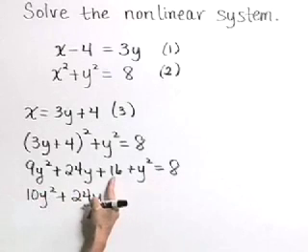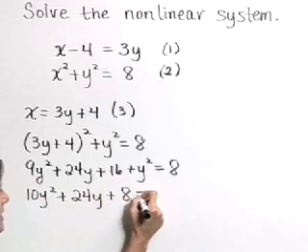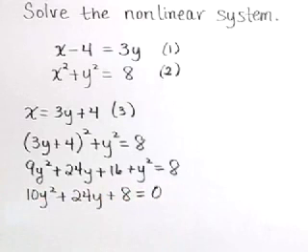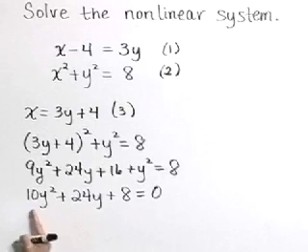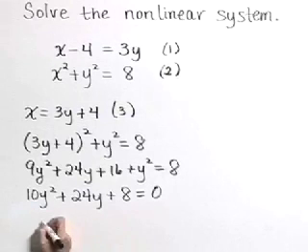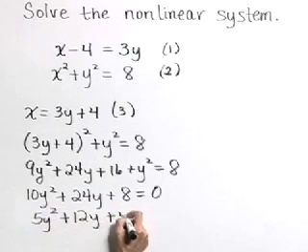Let's subtract that 8 from both sides. 16 minus 8 is 8. Now we have that set equal to 0. Now before I try to factor anything, I'm going to notice that 10, 24, and 8 have a common factor of 2. So I'll get rid of that by dividing both sides by 2 and writing this in a simpler form as 5y squared plus 12y plus 4 is equal to 0.